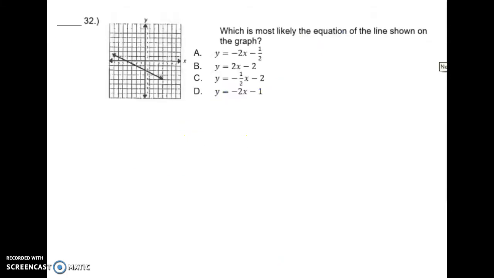Okay, number 32. Which is most likely the equation of the line shown on the graph? So if we're looking at this, first off, this is a negative slope, so it can't be b because if you notice that slope is positive. And let's see where we cross. Our y-intercept b is going to be equal to negative 2. So therefore it can't be this one. And it can't be this one, so actually let's make sure our slope is a negative 1/2, and it looks like it could be negative 1/2, so the answer is C. Alright, so C for 32.